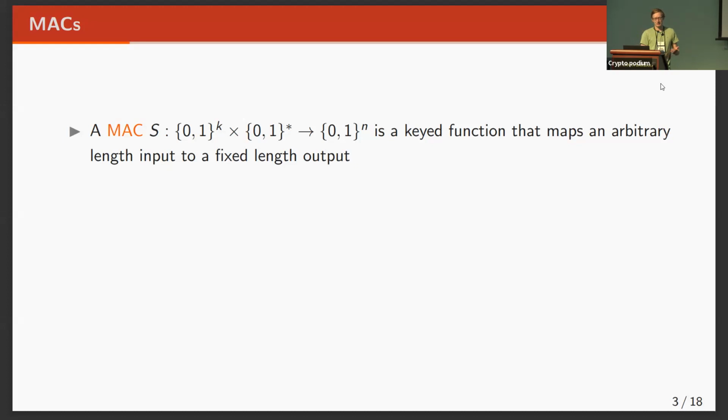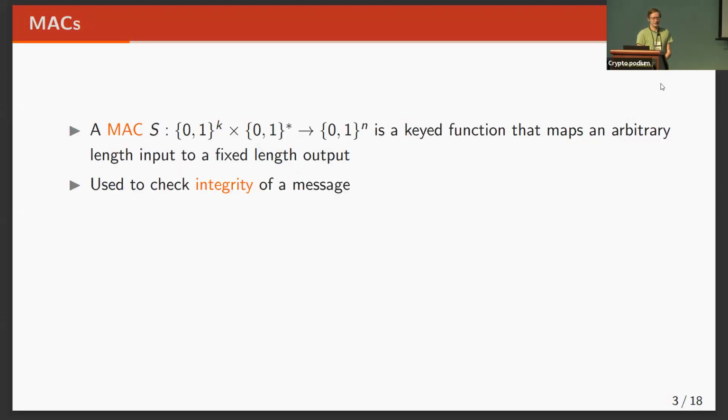So a MAC function, like a hash function, takes an input of arbitrary length and maps it to a fixed length output. But this is a keyed function, so it also takes a key as an input. And they are used to check the integrity of a message. So when you send a message and you append a MAC to it, then that means that the message should not be able to be changed.